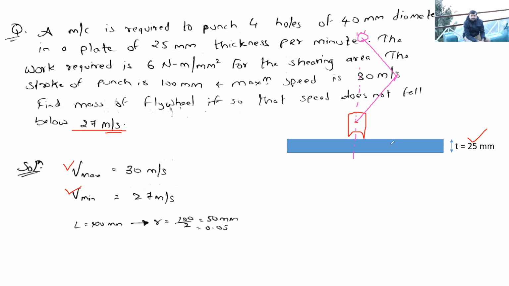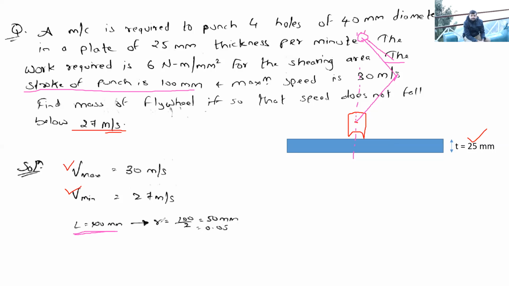So the thickness of the plate is 25 mm, and what else is given to us? V max and V min are given to us. So the stroke length L of 100 mm is given to us, right? This is written over here. The stroke of the punch is 100 mm. So the stroke length is 100 mm. So what would be the radius? As we discussed yesterday, 2 times the crank radius would be equal to the stroke length.